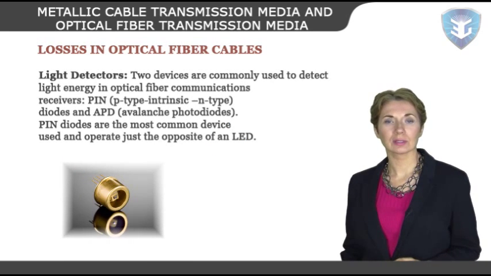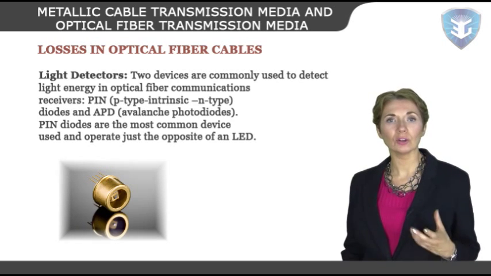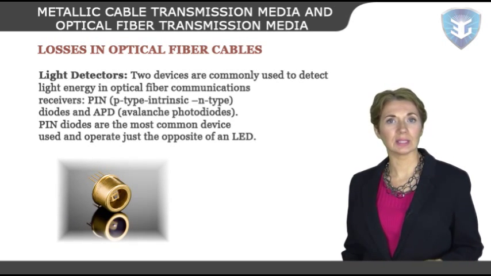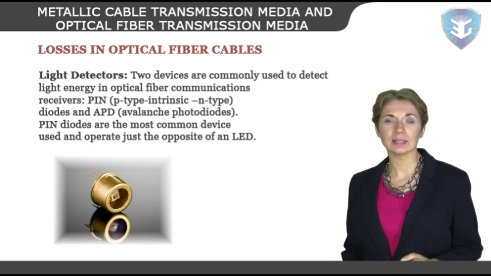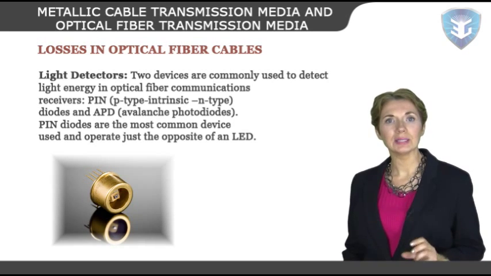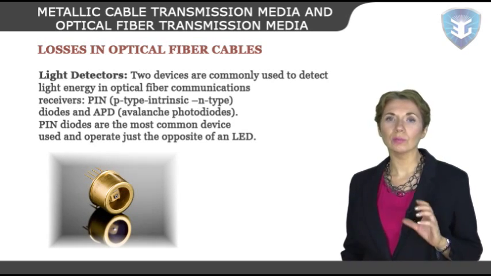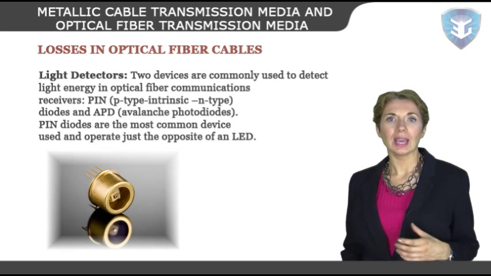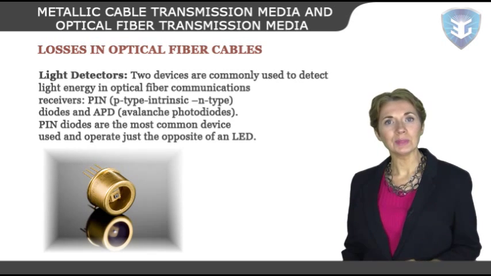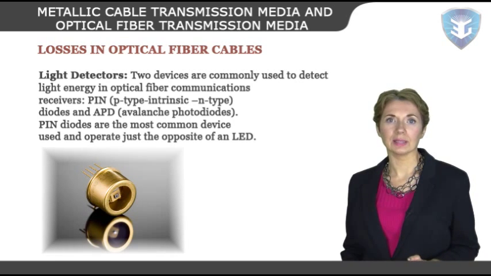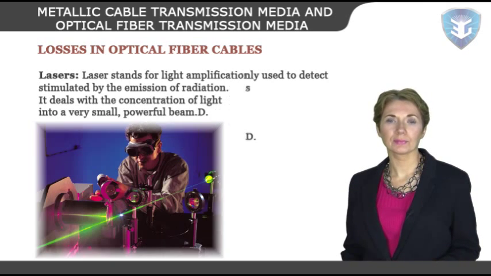Light detectors. Two devices are commonly used to detect light energy in optical fiber communications receivers: PIN, P-type intrinsic N-type diodes, and APD, avalanche photodiodes. PIN diodes are the most common device used and operate just the opposite of an LED. APDs are more sensitive than PIN diodes and require less additional amplification.